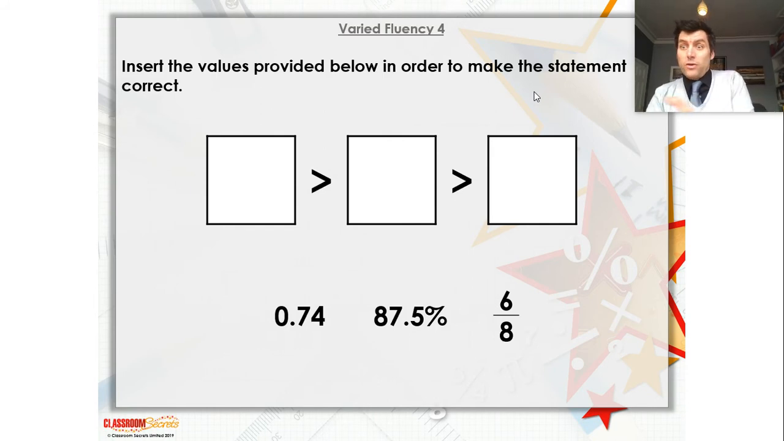6/8 we know is the equivalent... We divide both the numerator and the denominator by the same value. 6/8 we know is the equivalent of 3/4. 3/4 would be 0.75 or 75%.